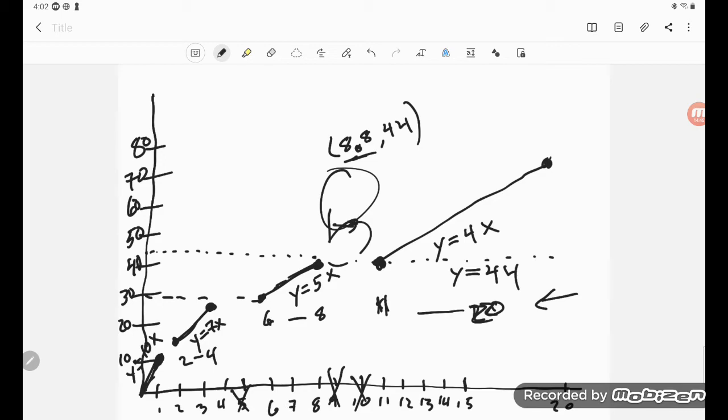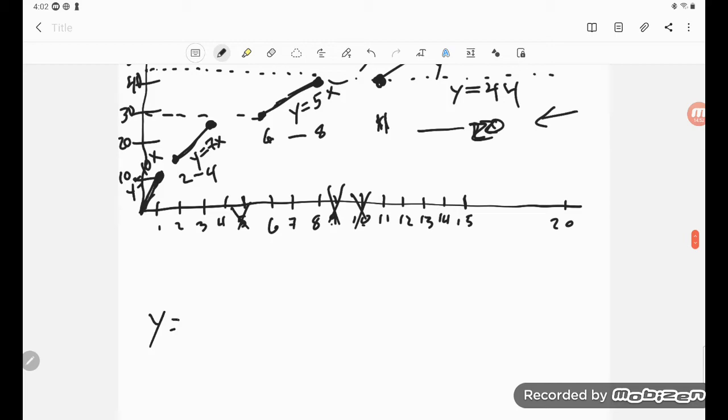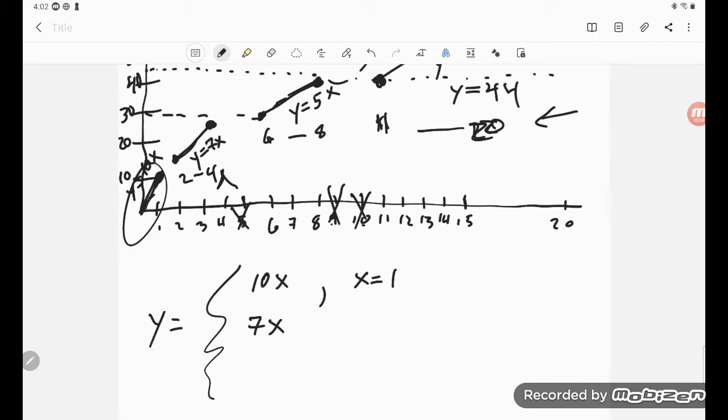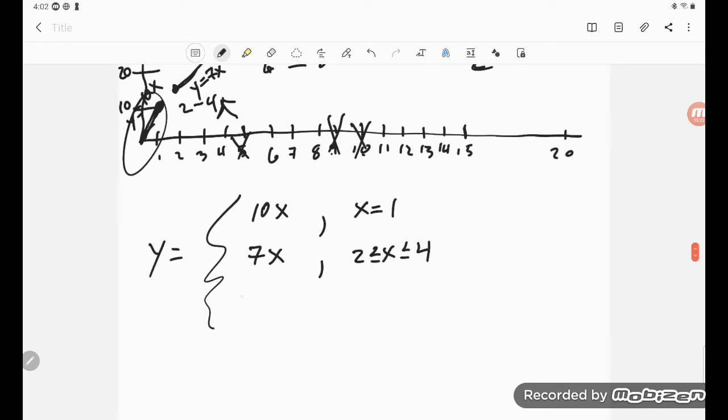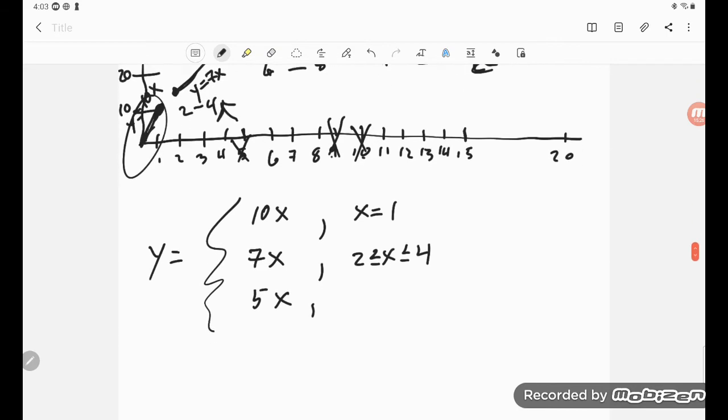So we've gotten rid of the 5, the 9, and the 10, so I can rewrite my model getting rid of those. And so I still have the 10x right there. And that still is when x equals 1. Now I still have the 7x. That's this next one. And that now goes, instead of from 2 to 5, it goes from 2 to 4. And then I still have the 5x, and that's my third one. But it now just goes from 6 to 8.